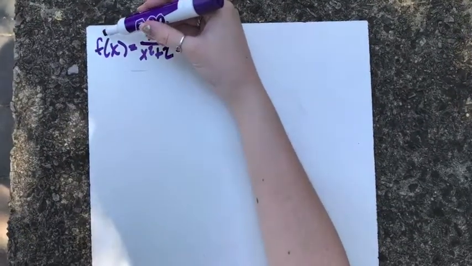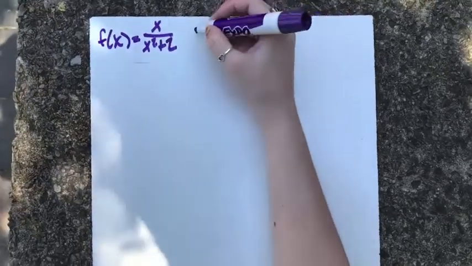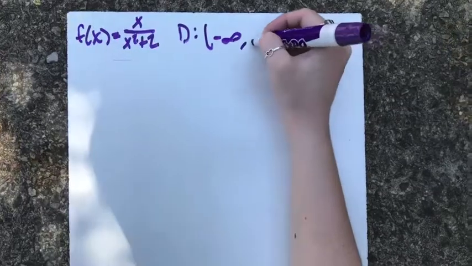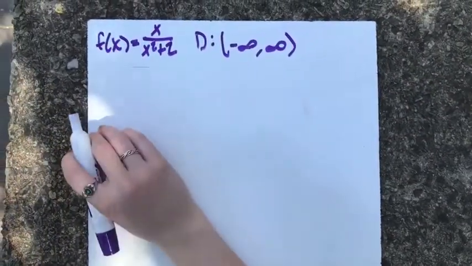For our next example, f of x equals x over x squared plus 2. So the first thing we need to do is state the domain, and the domain for this function is negative infinity to positive infinity. Then we need to find the first derivative, and to do this we will be using quotient rule.